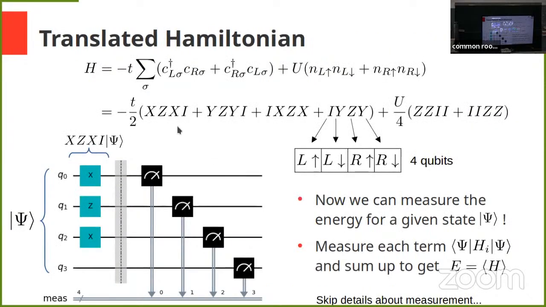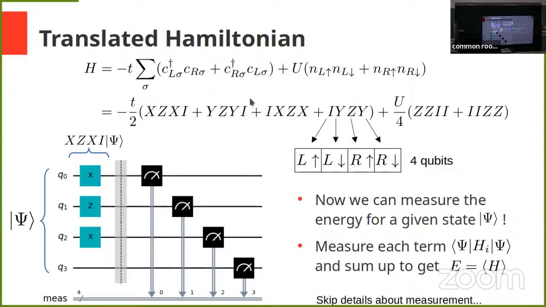And at the end of the day, we obtain something which looks like this. It's just a string or summation of X's, Y's, and Z's. Here I have 4 operators written next to each other because the first one is the left up state, the second one is the left down state, the third one is right up, and the last one is right down. So each of these operators acts on qubits.